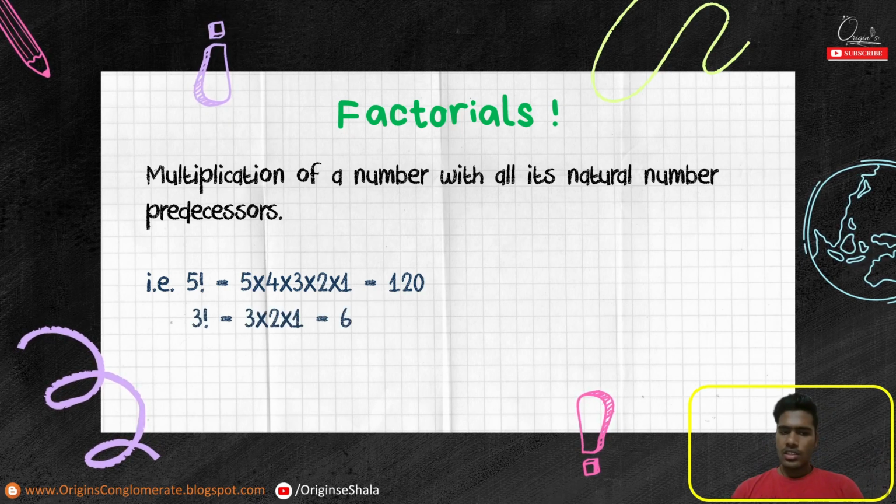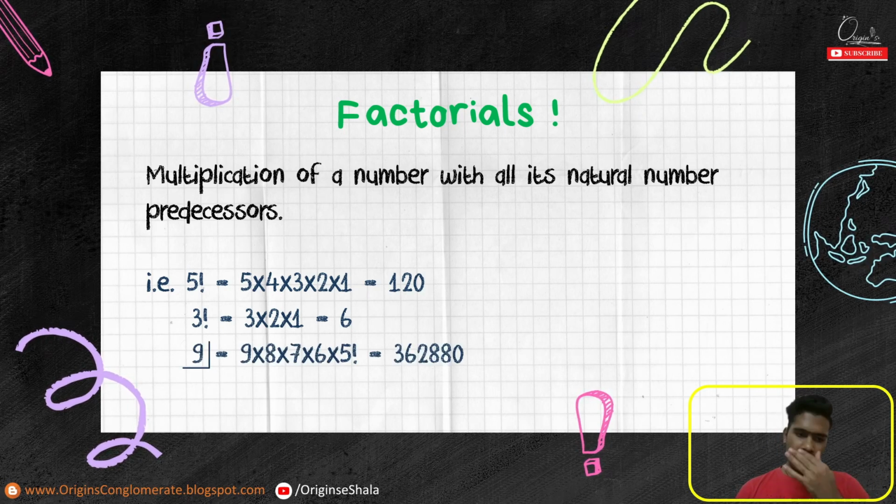5, 4, 3, 2, 1, multiply all of them, you will get the factorial of 5. Similarly for 3, if I say 3 factorial, 3, 2, 1, multiply them together, you will get 6. Now you can also write it like this: 9 and this corner right angle symbol, it also indicates factorial. So 9 into 8 into 7 into 6, and I am feeling lazy, so I won't be writing 5 factorial again. It's the same thing, right? 5 into 4 into 3 into 2 into 1. That is also one way you can remember it.